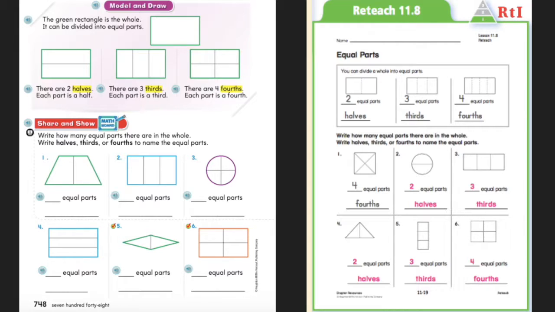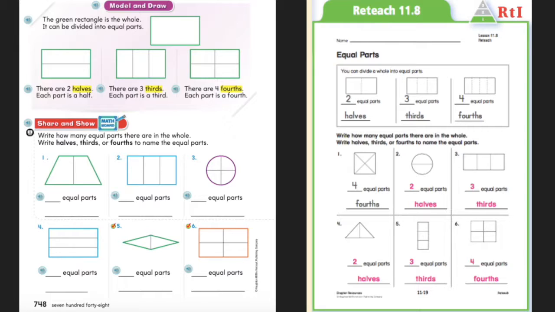One group will be a reteach group. These are the kids who need extra practice. And we'll, together with my guidance, work through the page that is on the right called the Reteach 11.8. And basically what it does is we sit there and we work through everything again that we had just learned, using manipulatives if we need to, and having further discussions on materials.